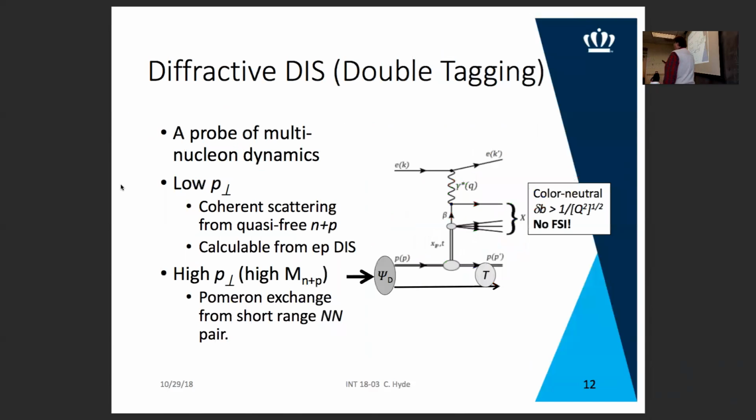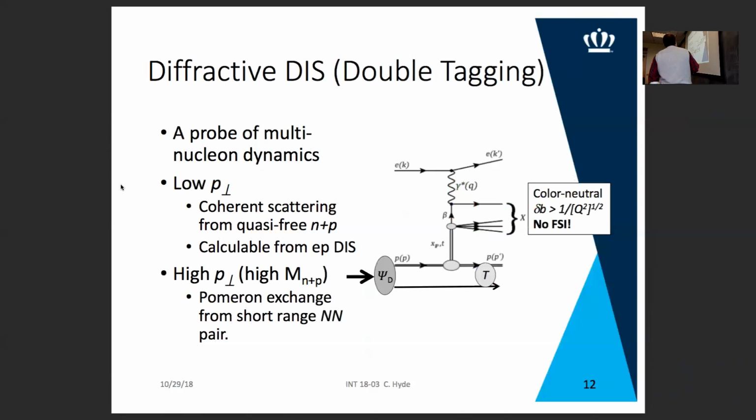Okay, so I can get rid of all of, well, I'll never get rid of all of Mark's objections, but I can counter. I can say, if you don't like its warnings, point taken. So I can go one better, knowing that I have this problem. So then I can look at double tagging, or diffractive DIS.